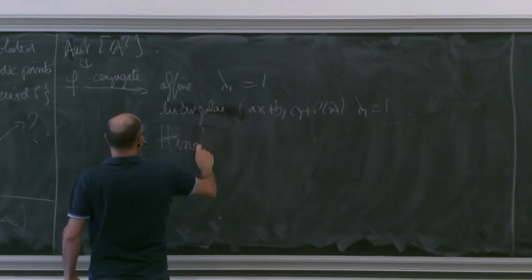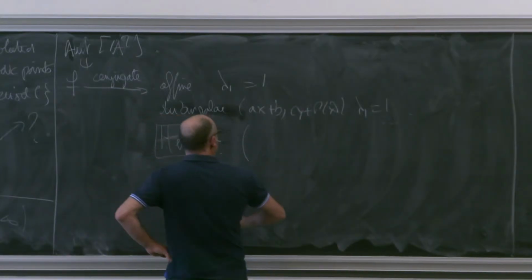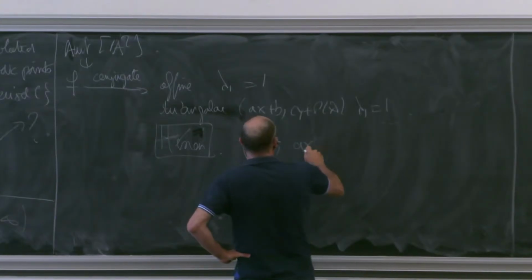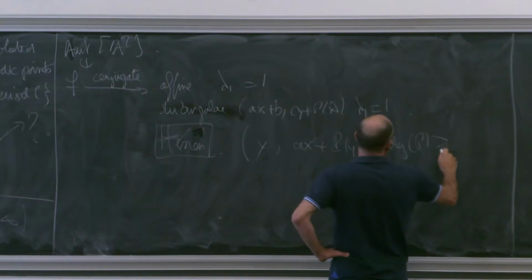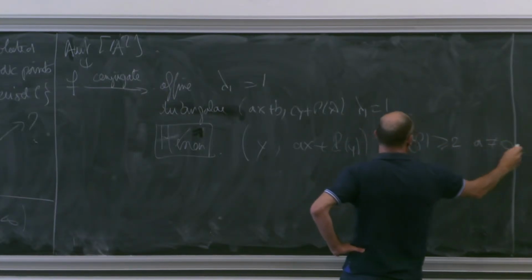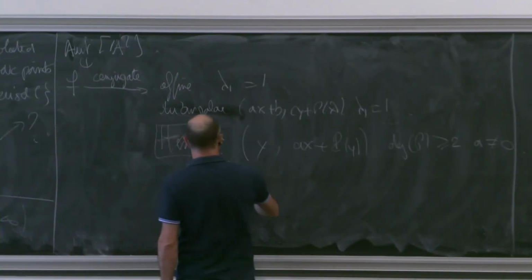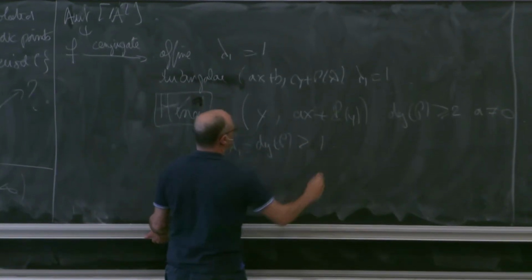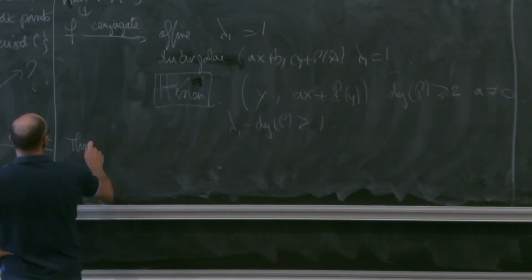And then the interesting ones, Hénon maps. The prominent example is (x, y) goes to (y, ax + p(y)), where the degree of p is at least 2 and a is non-zero. In that case, lambda 1 is the degree of p. So it's bigger than 1, and it's an integer.